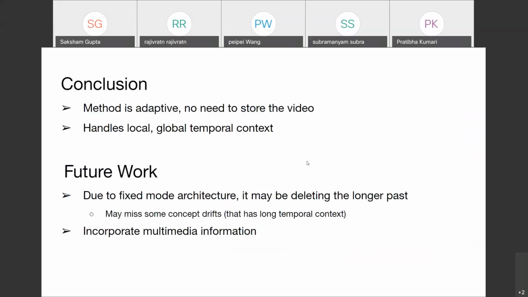We don't need to store the video to retrain the model. We just need to store some 5-second or 3-second of data. It handles local as well as global temporal context. And since we have just k modes in the mixture, it may be deleting the longer past or the events which are in transition from abnormal to normal because of the replacement policy. So that needs to be tackled. And also we can explore other multimedia information like audio and depth information. Thanks.